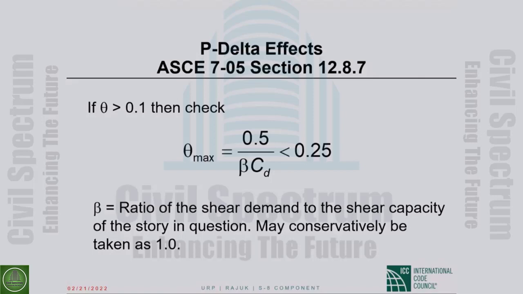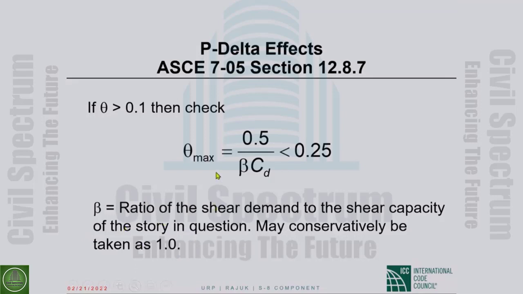For the story in question, the shear capacity will be supplied by the columns and the shear walls. So if you add up the shear strengths of the columns and the shear walls, that is your story shear capacity. The shear demand will again have to come from analysis. Now that ratio is not the easiest number to calculate, so you can conservatively take it equal to 1.0. That is allowed by ASCE 7 specifically.